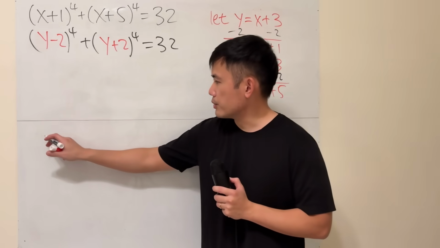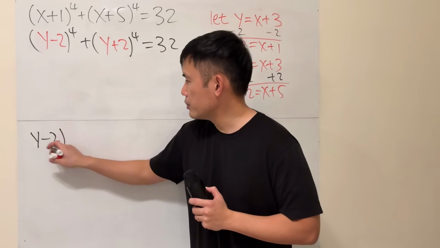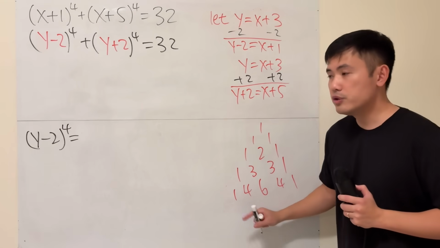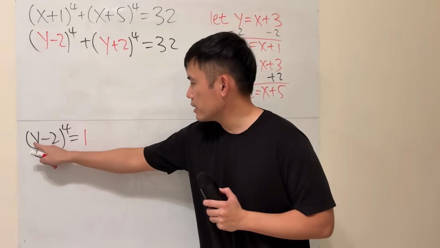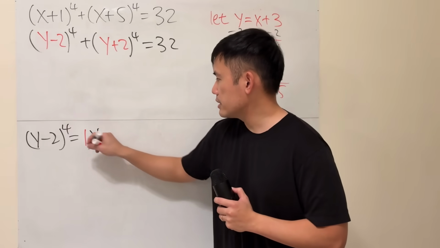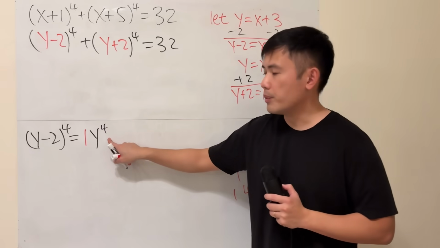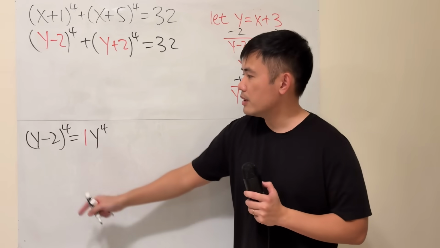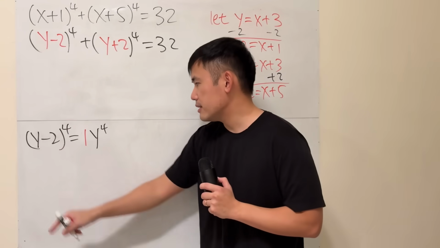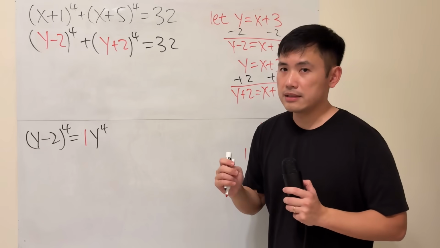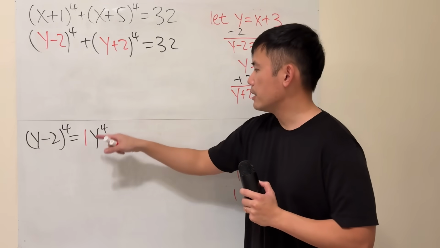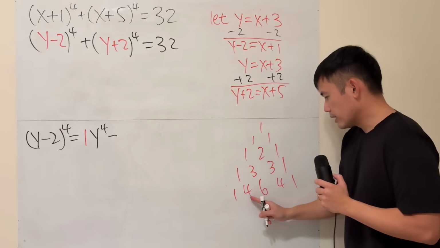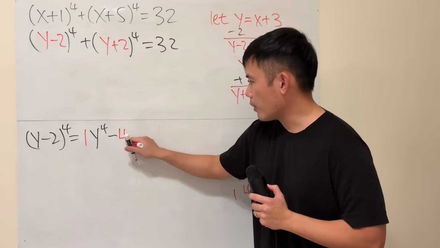Okay, so let me show you guys how to do it right here. y minus 2 to the fourth power. Start with the coefficient 1, and then I will take this, which is y, and raise that to the fourth power, and there will be no 2's. Next, that will depend on how you want to do it, because this right here is a minus, so you have to alternate the signs. The first term is positive, the next term will be a negative. So it's a minus. Write down the coefficient here, which is 4.